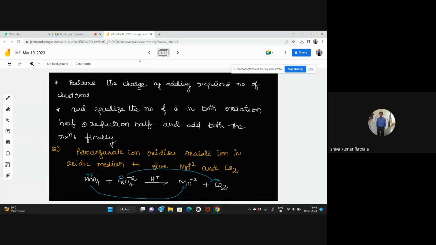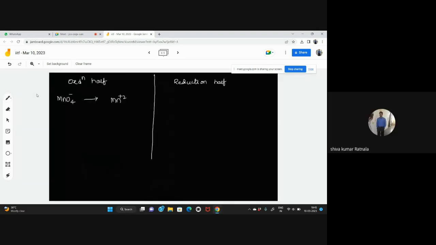Students, respond fast, we will complete. What is it, +7 to +2, oxidation or reduction? Sir, reduction, sir. Gain of electrons, and here loss of electrons. So let me write. So this is going to become reduction, and this is oxidation.